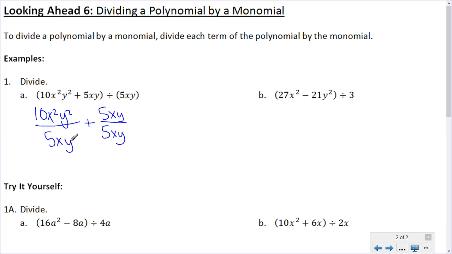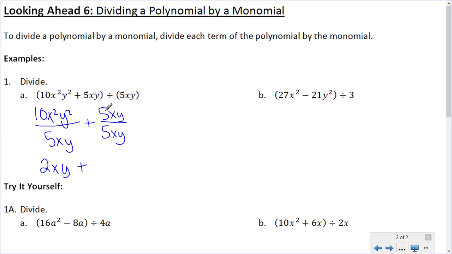So here we have 10 divided by 5, which is 2. X squared divided by x. Remember, we subtract exponents here because we're dividing. So this is 2 minus 1 is 1. So that's just x, or x to the first. And then the same thing here, y squared divided by y, subtract the exponents, 2 minus 1 is 1, which would give us just y.